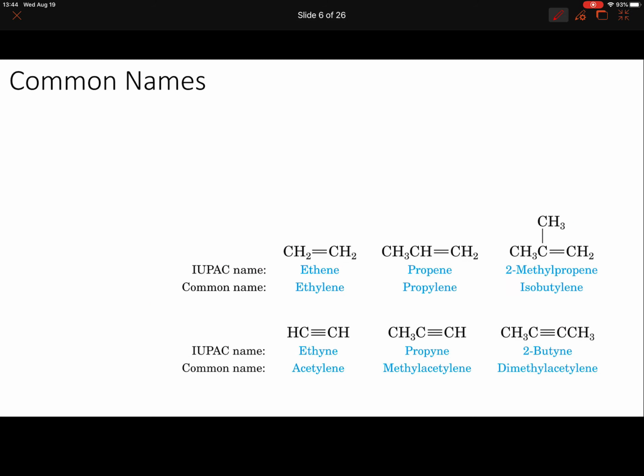Now, there are some common names that we still use for alkenes and alkynes, particularly those of low molecular weight. So I just wanted to show you some of those. Where we would IUPAC-wise call this ethene, propene, and 2-methylpropene, common names like ethylene, propylene, and isobutylene still exist. Acetylene is probably the most commonly used common name of the alkynes. Methylacetylene and dimethylacetylene are less common, but acetylene is just ethyne, and then you can see the other two there.